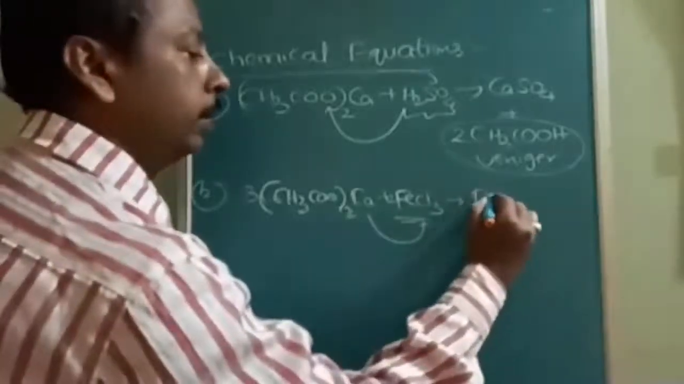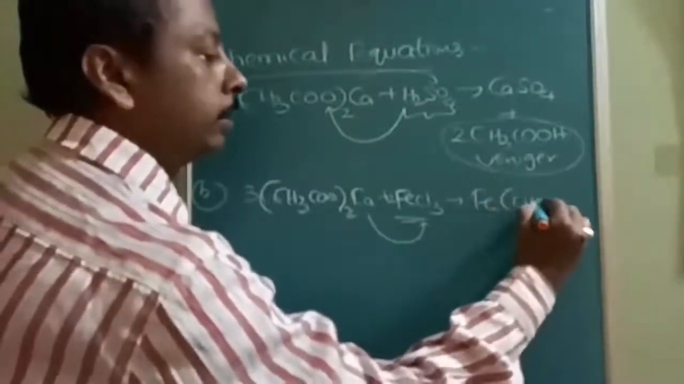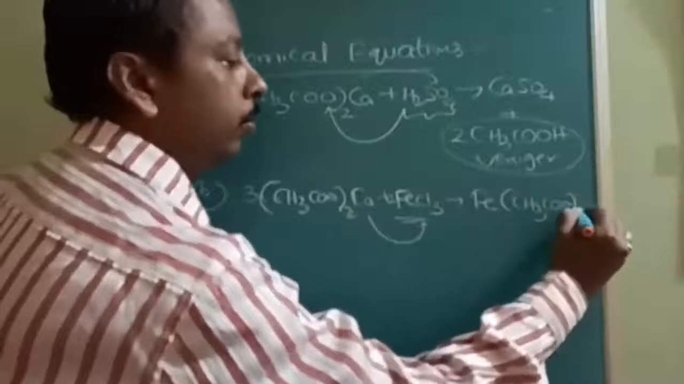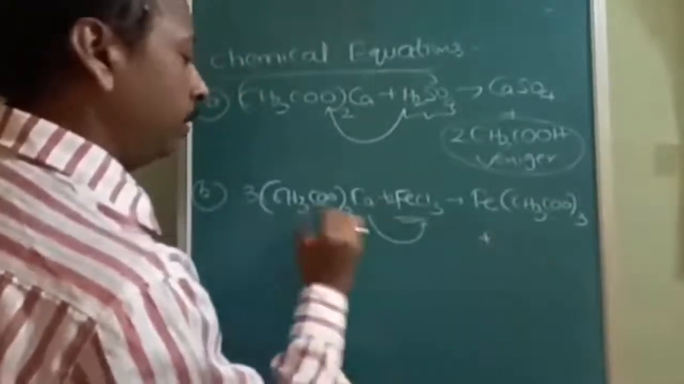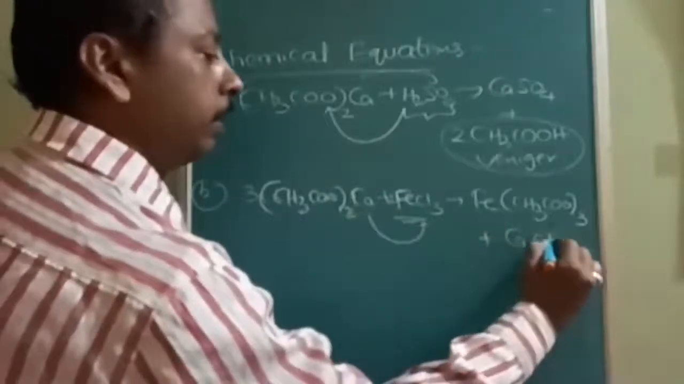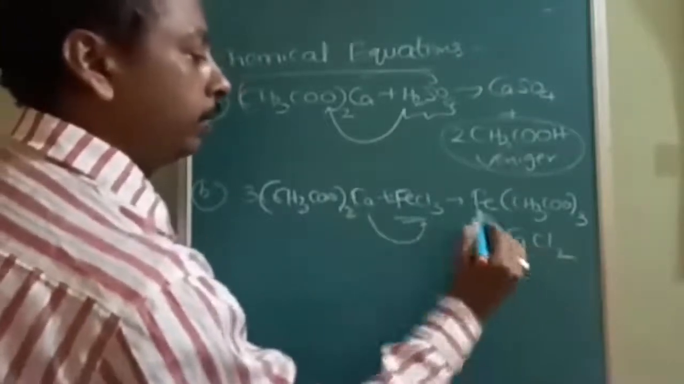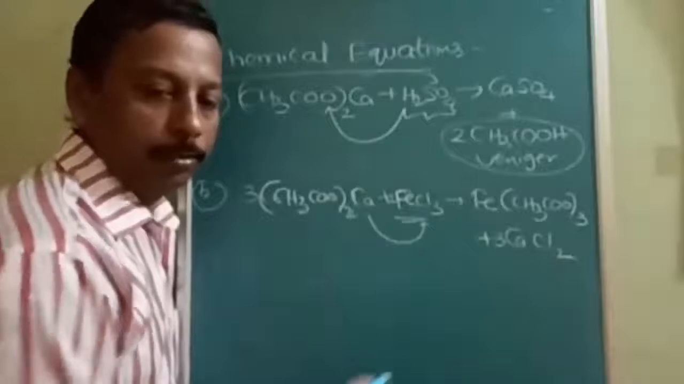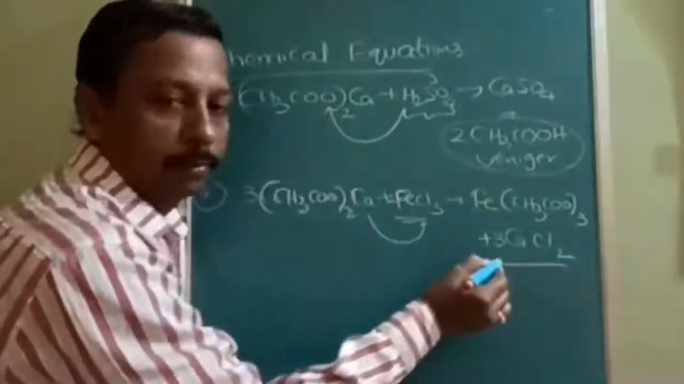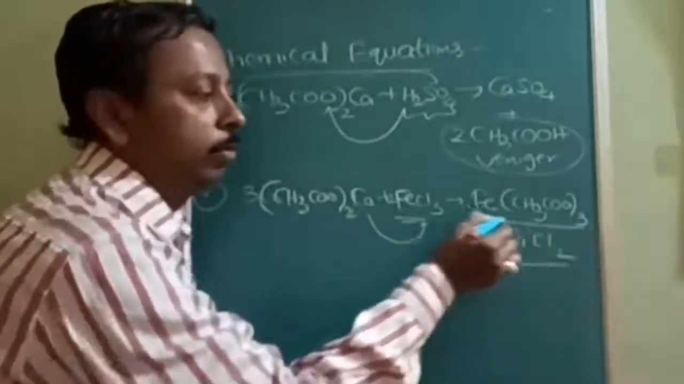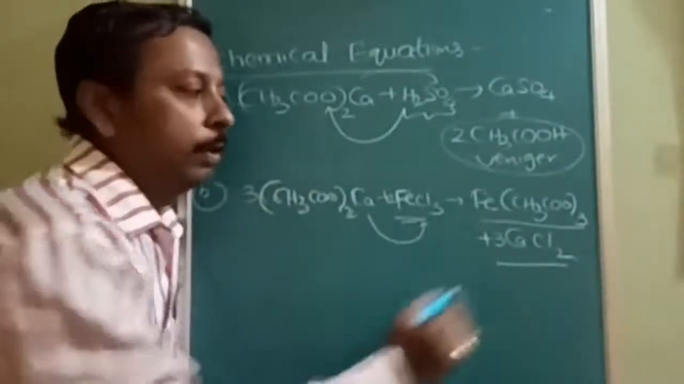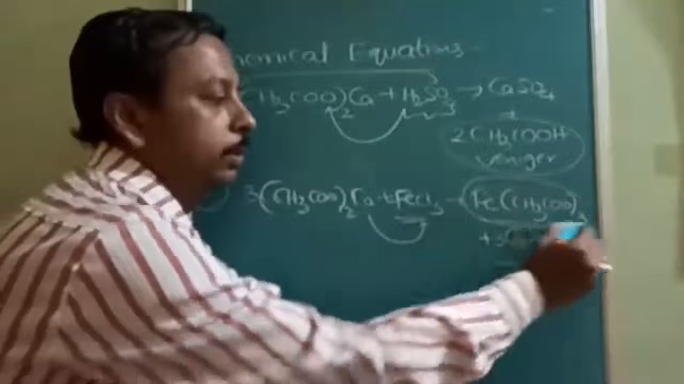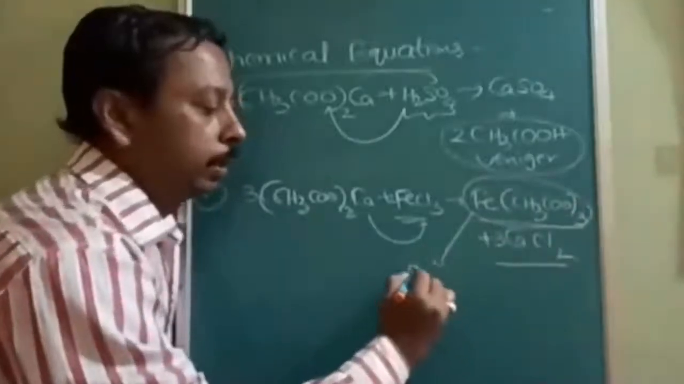What acetate? Fe(CH3COO)3, iron acetate, and here what will it form? CaCl2. How many moles is it going to be? The 3 moles of CaCl2. Okay, so 3 moles of CaCl2 and 1 mole of iron acetate is formed. This is the reason behind the blood red color.